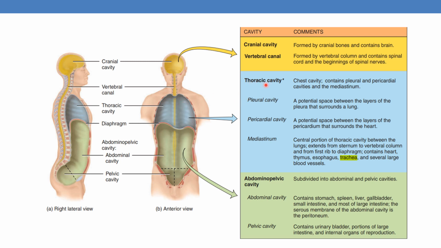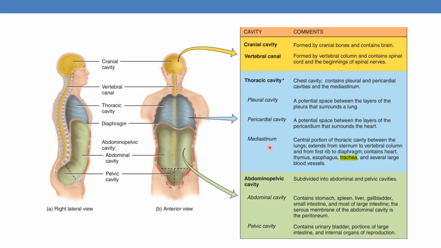The thoracic cavity is again divided into pleural cavity, pericardial cavity and mediastinum. Pleural cavity is the potential space between the layers of the pleura that surround the lung. The next is the pericardial cavity. As the name indicates, it is the potential space between the layers of the pericardium that surround the heart.